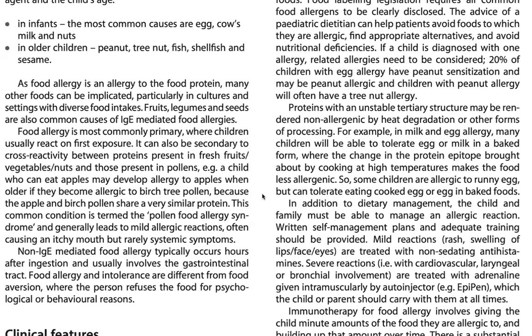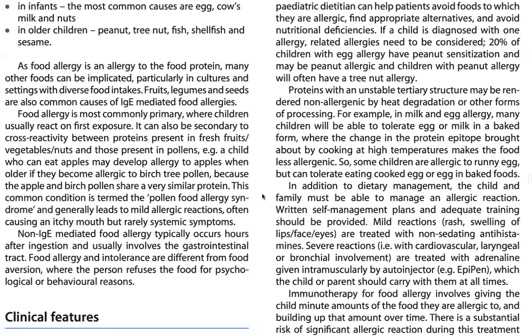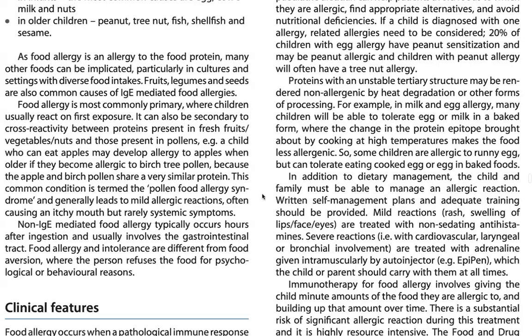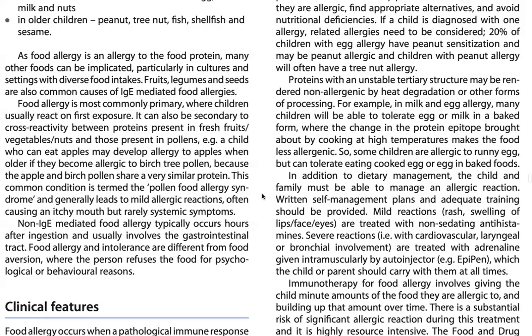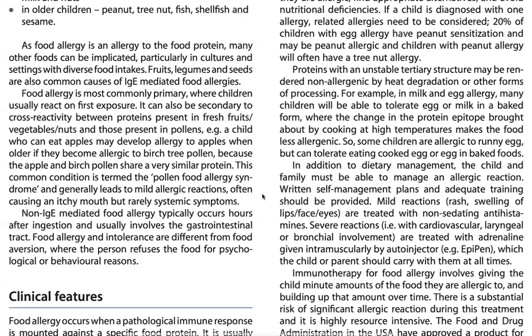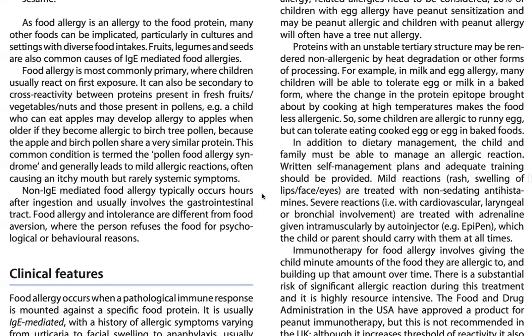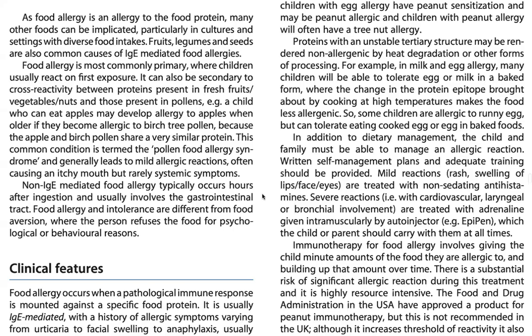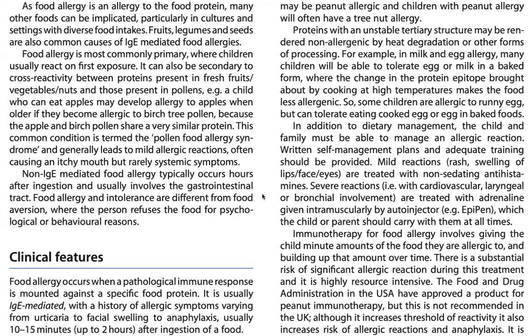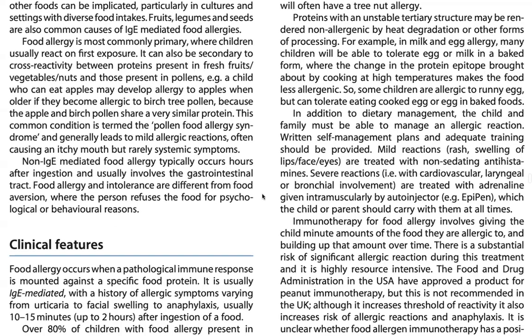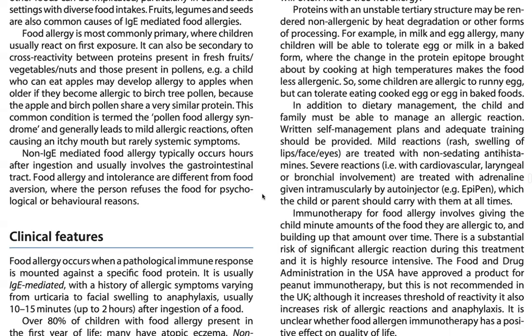Proteins with an unstable tertiary structure may be rendered non-allergenic by heat degradation or other forms of processing. For example, in milk and egg allergy, many children may be able to tolerate egg or milk in a baked form, as a change in protein epitope brought about by cooking at high temperatures makes the food less allergenic. So some children are allergic to runny egg but can tolerate eating cooked egg or egg in baked foods.